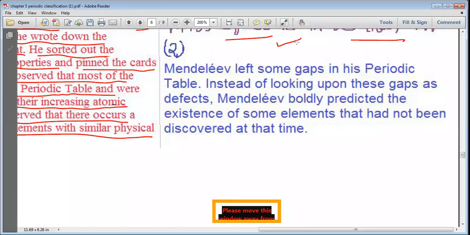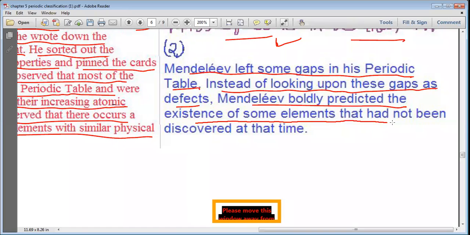So Mendeleev did this right thing, even though he was not aware of so many things at that time, or he did not have all the technologies which are available nowadays. Mendeleev left some gaps in his periodic table. Instead of looking at these gaps as defects, Mendeleev boldly predicted the existence of some elements that had not been discovered at that time.